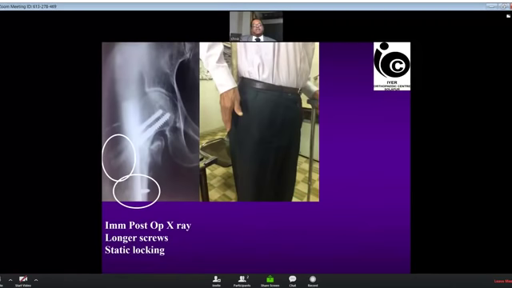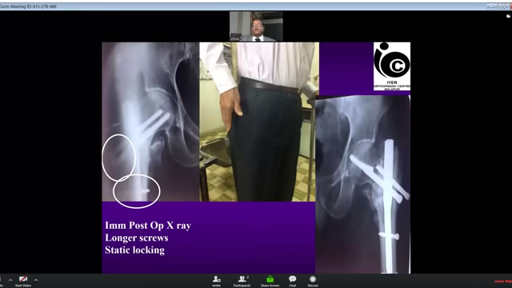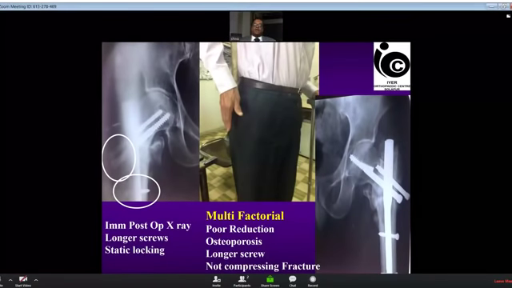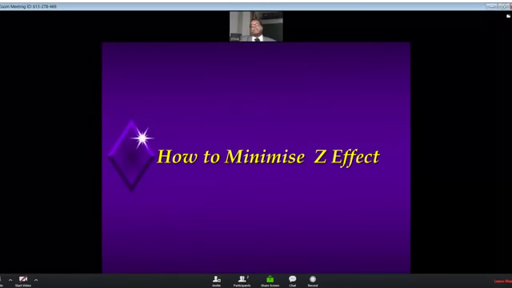Finally, many a time it's multifactorial. Here in this case, you can see a longer screw outside from day one and also static locking, and that led to Z effect and breakage of the superior screw. Friends, as I said initially, Z effect is multifactorial. The commonest causes are poor reduction, osteoporosis, longer screw, and not compressing the fracture on table.